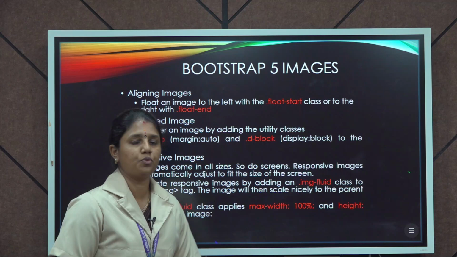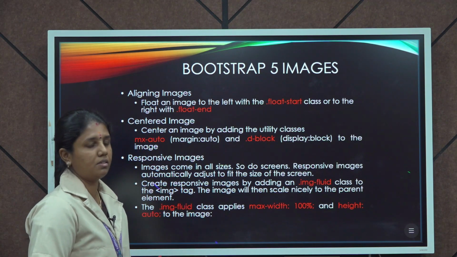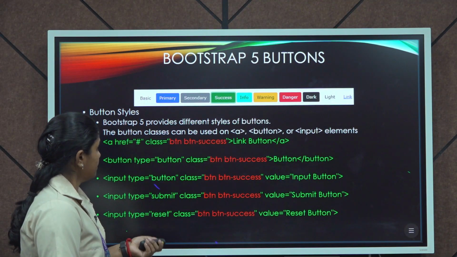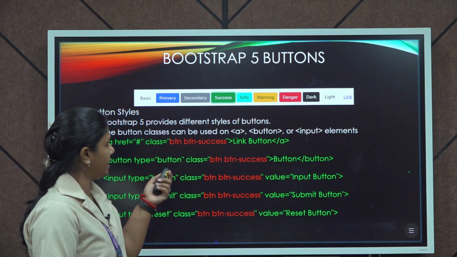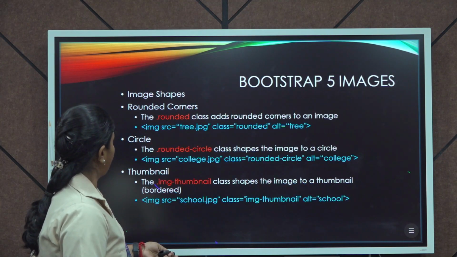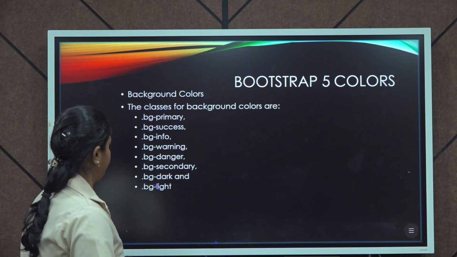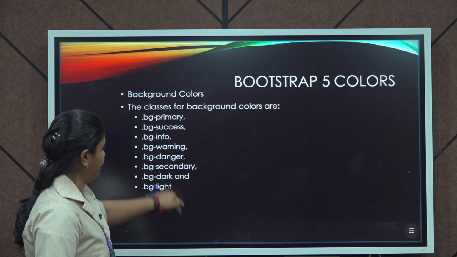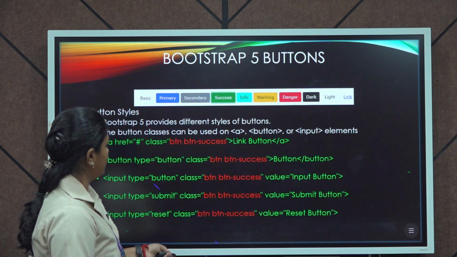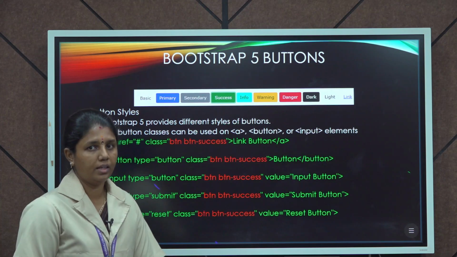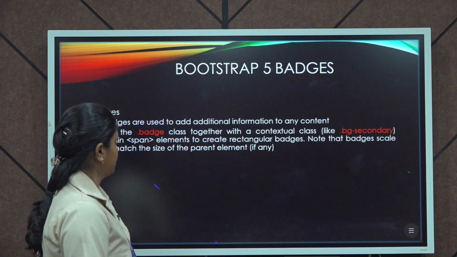And for aligning the image, for centering the image, we are using these terms or keywords in Bootstrap. These are the buttons we are using in Bootstrap, that is basic button, primary, secondary, that I have told here. Here primary, success, danger, warning, dark. These are the background colors given for the different buttons in Bootstrap. So here we can see the background colors and the buttons also.